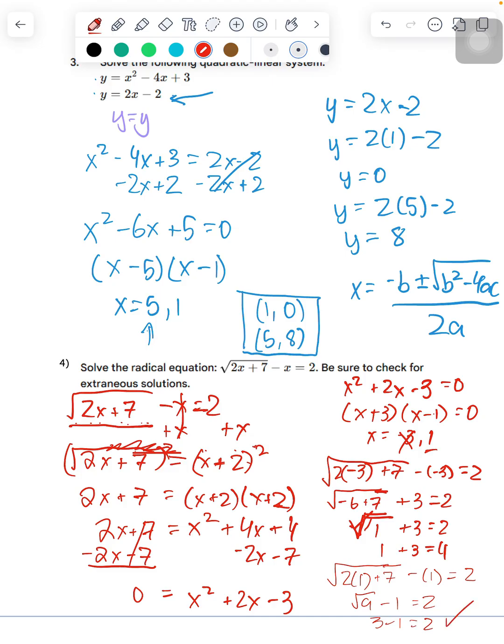So my only solution here is going to be x equals 1. I have to discard negative 3 because it's extraneous. It's very tedious, but these are all the steps we always have to do when we solve radicals.